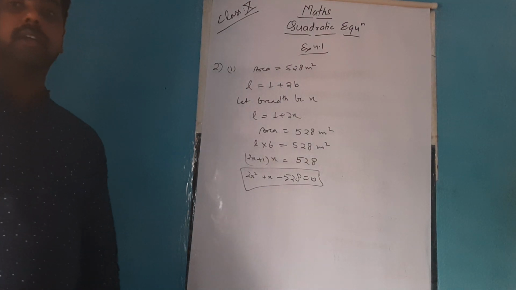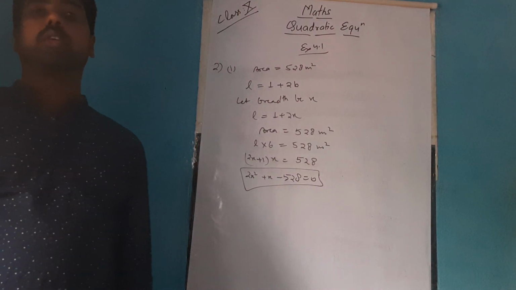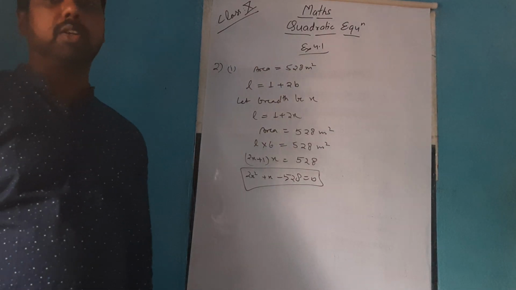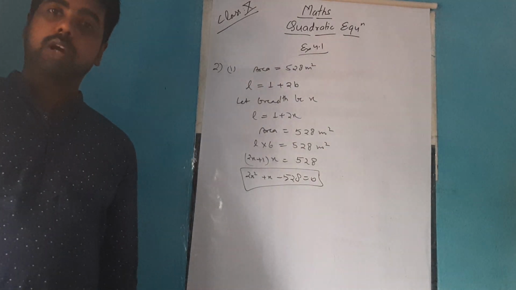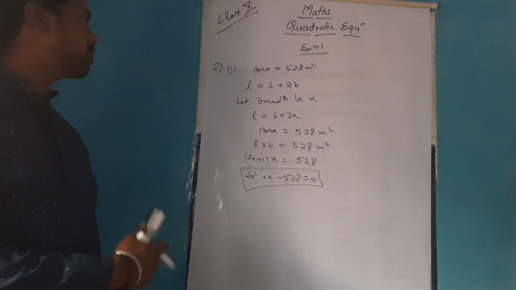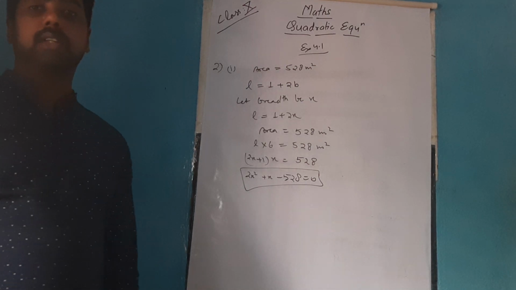I'll repeat it again. The question says that the area of a rectangular plot is 528. Length is 1 meter more than twice the breadth. It means whatever the value of breadth is, you have to double it and then add 1 to it. So that becomes 1 plus twice the breadth. I'll assume that we let the breadth be x, so length becomes 1 plus 2x.